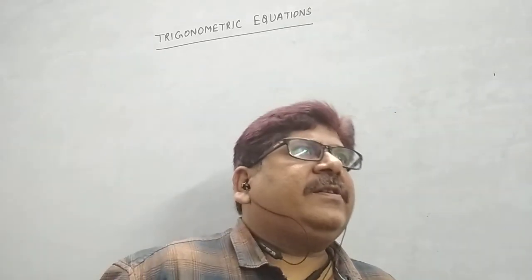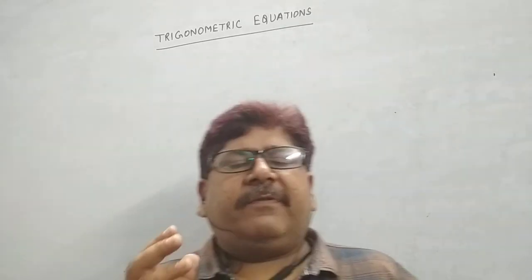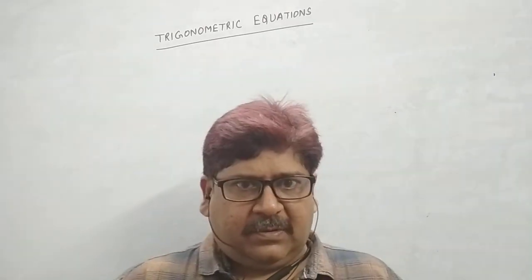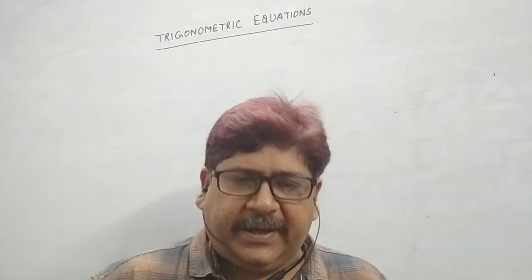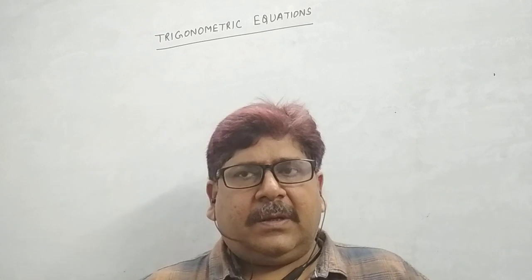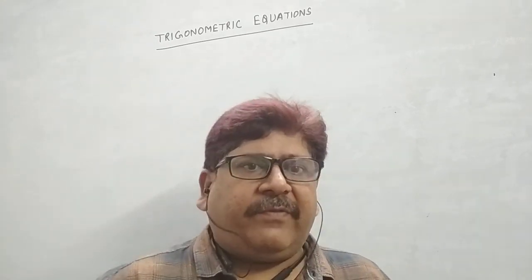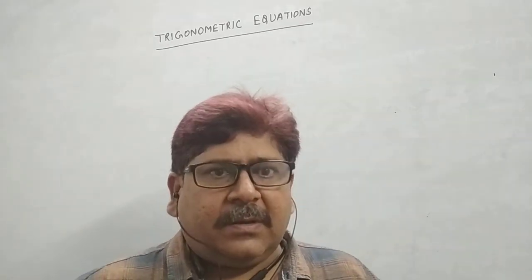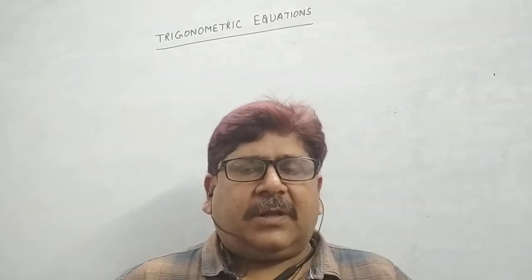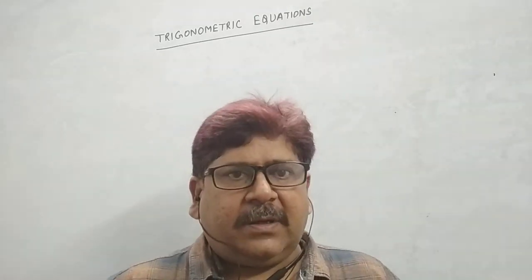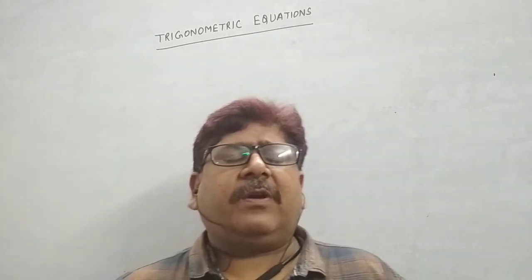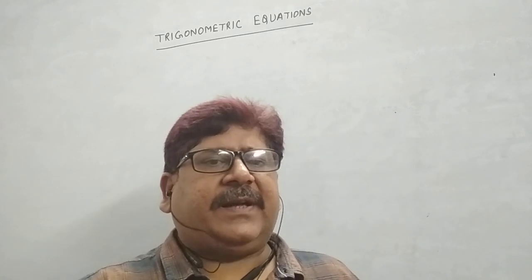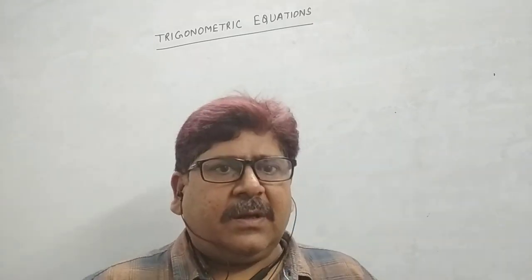So, when we say that the value of sin x is equal to half, what is the value of x? If somebody says x is equal to 30 degrees, he is correct. Somebody else says it is 150 degrees, he is also correct. Another person says 390 degrees, he is also correct. So there are an infinite number of angles for which the value of sin x is 1 by 2. Similarly for cos x, tan x, sec x, cosec x, cot x.